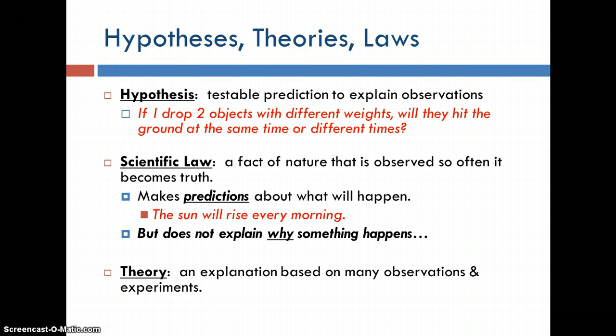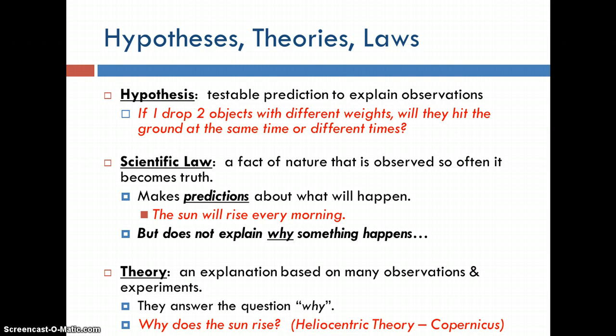So this is the explanation that explains why something in science happens. And it's based on observations and experiments. For example, when I'm dropping the pencil, the scientific law is that it's going to fall to the floor. The theory has to do with gravity, so the gravitational force of the Earth pulling the pencil toward it.